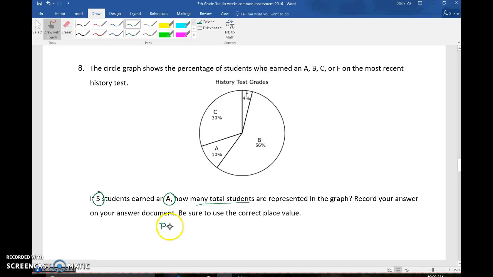So we're talking about part over whole is percent over 100. So we're looking at A. So A says it's 10%, so 10% over 100. And we know that 10% is 5 students, and we don't know the total. So cross product, 10x equals 5 times 100, so 500. Divide by 10, divide by 10, eliminate the 0, and x is 50. So easy peasy on that one.